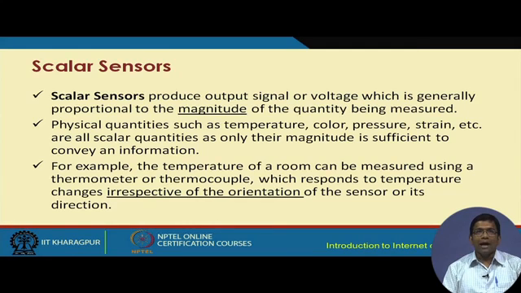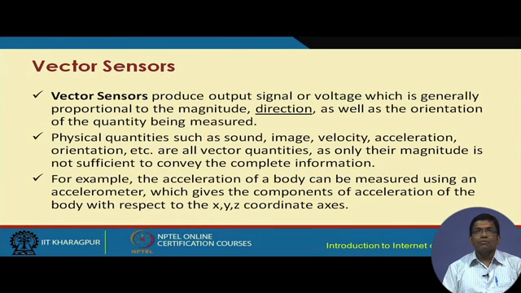On the other hand, vector sensors produce an output voltage signal which is generally proportional to the magnitude as well as the direction and orientation of the quantity being measured. Physical quantities such as sound, image, velocity, acceleration, and orientation are all vector quantities, and their measurement depends not just on the magnitude but also on the direction. For example, accelerometer sensors give outputs in 3 dimensions, the x, y and z coordinate axes.